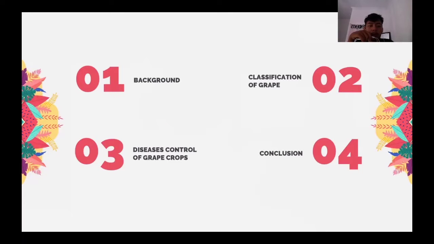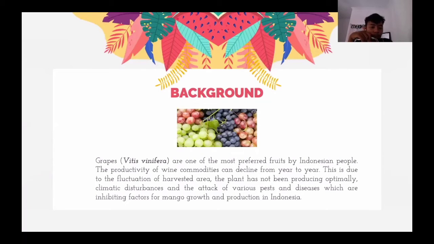The presentation consists of four subjects. The first is background, and then classification of grape. Then control of grape crop, and conclusion. The background.